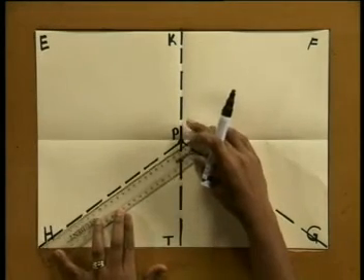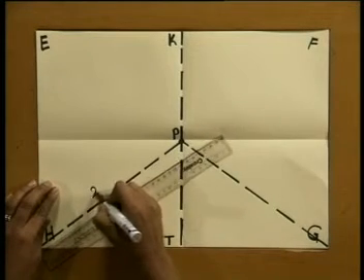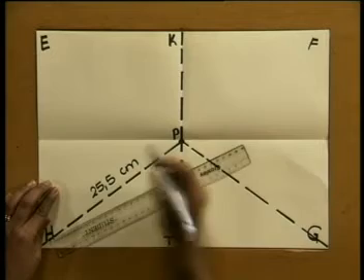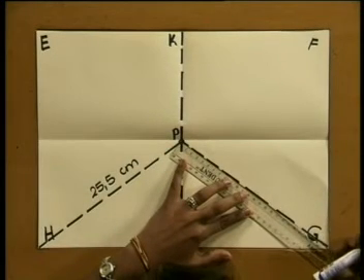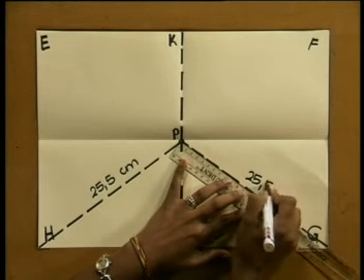We see that PH is 25.5 centimeters. So let's write that, 25.5 centimeters. Let's measure PG. Side PG measures also 25.5 centimeters.